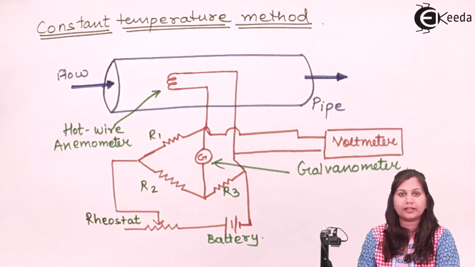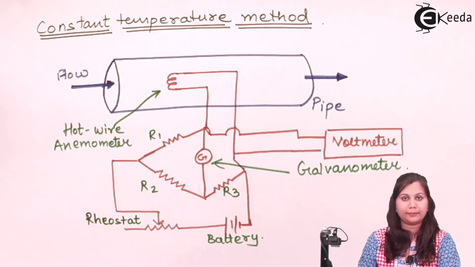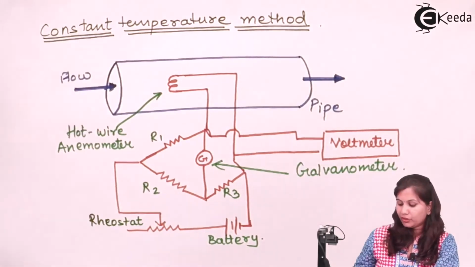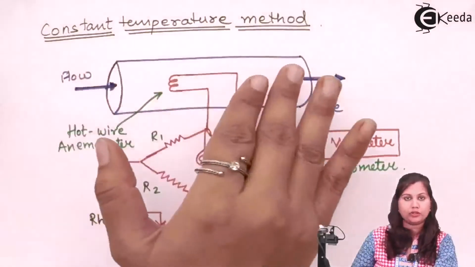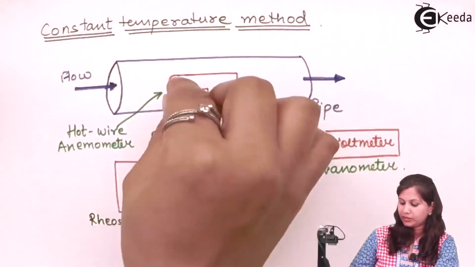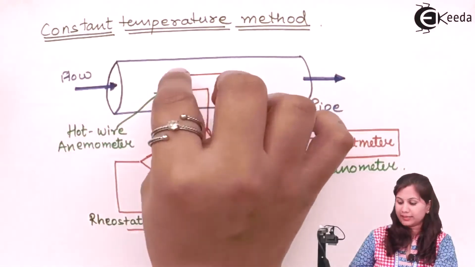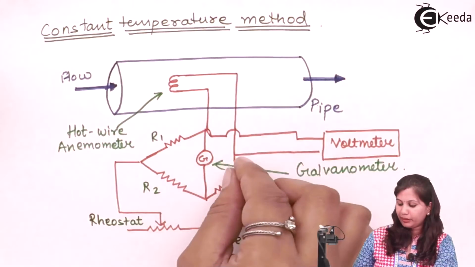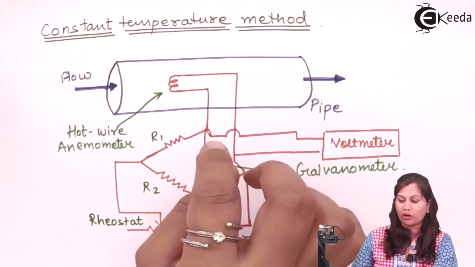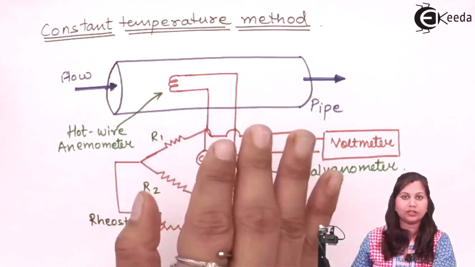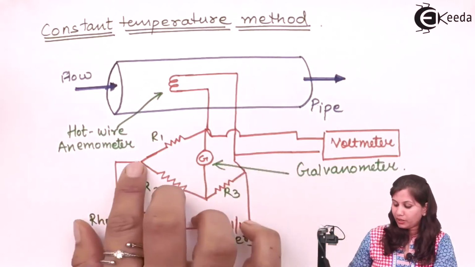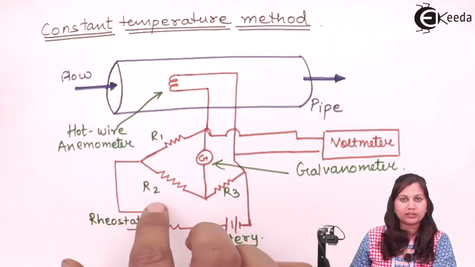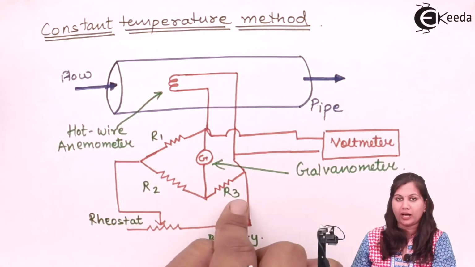So this is the circuit or arrangement for the constant temperature method. Here also we have the pipe in which the fluid or the gas is flowing. This is the hot wire anemometer. The sensing wire is placed, and this sensing wire is connected as one of the arms of the Wheatstone bridge. The other three arms have the resistances R1, R2 and R3.